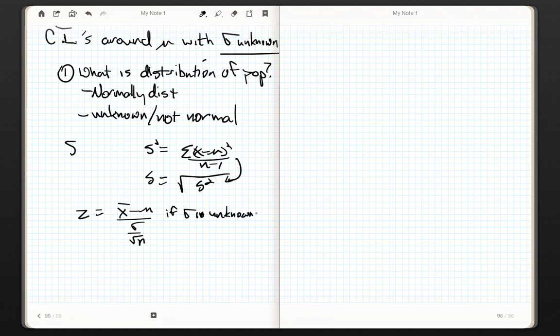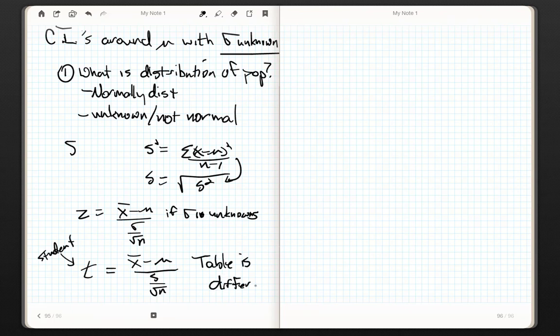Now, I'm going to introduce a new term. It's called a studentized t, or a student t. This t right here is called a student t. It's exactly the same formula. The only difference is that we get rid of the sigma and we replace it with an S. However, the table that we use is different.